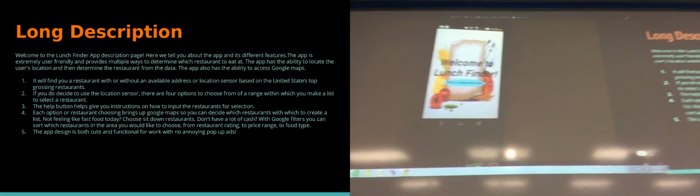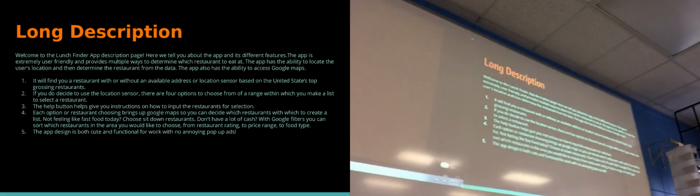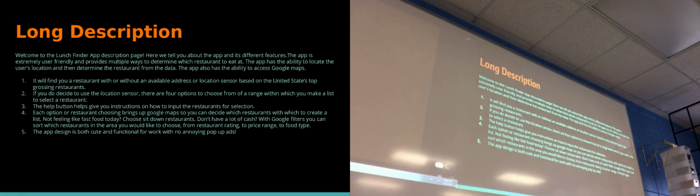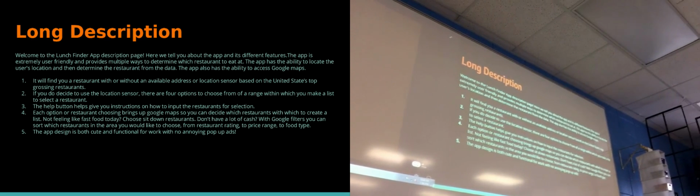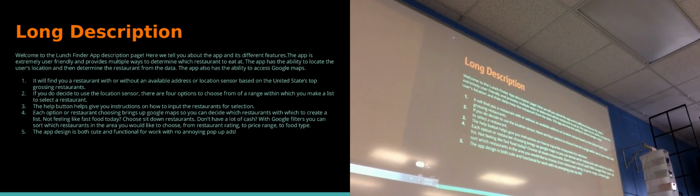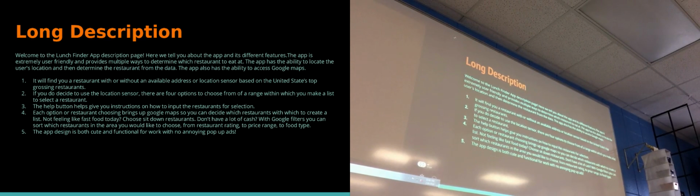The description page, we tell you about the app and its different features. It's extremely user-friendly and provides multiple ways to determine which restaurant to eat at, and it has the ability to locate the user's location and then determine the restaurant from the data. And it has the ability to access Google Maps. It'll find you a restaurant with or without an available restaurant or location sensor based on the United States' top grossing restaurants, like Burger King, Wendy's, etc.